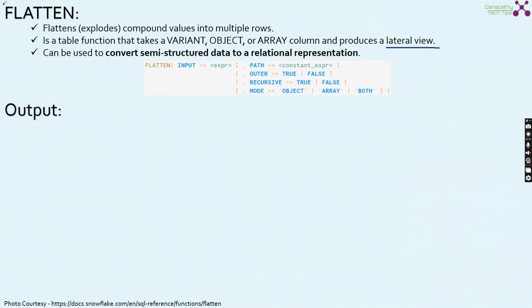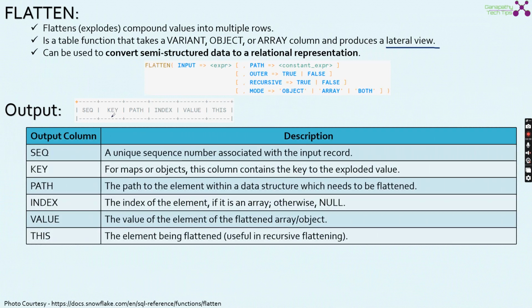But what are all the outputs of flatten? Flatten will generate the output in a specific format which contains 6 fields: sequence, key, path, index, value, and this. These are the values returned if you utilize flatten. Sequence is the unique sequence number associated with each input record. Key is for maps or objects. You all know what a key is, right? This column contains the key of the exploded value.